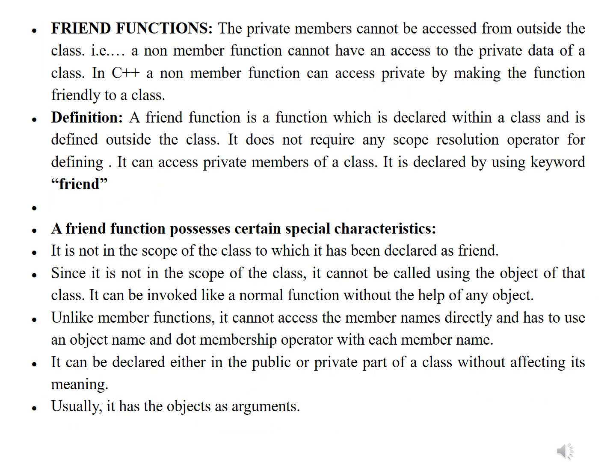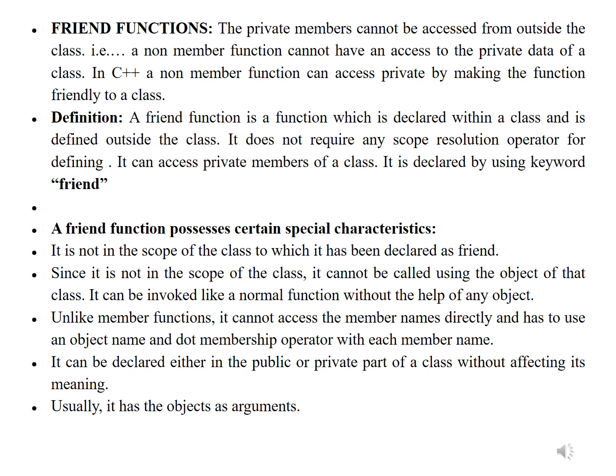Friend functions. The private members cannot be accessed from outside the class. That is, a non-member function cannot have access to the private data of a class. In C++, a non-member function can access private members by making the function a friend of the class. Definition: a friend function is a function which is declared within a class and is defined outside the class. It does not require any scope resolution operator for defining, and it can access the private members of a class. It is declared by using the keyword friend.